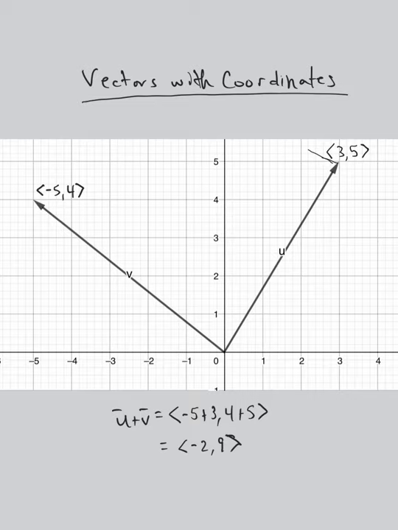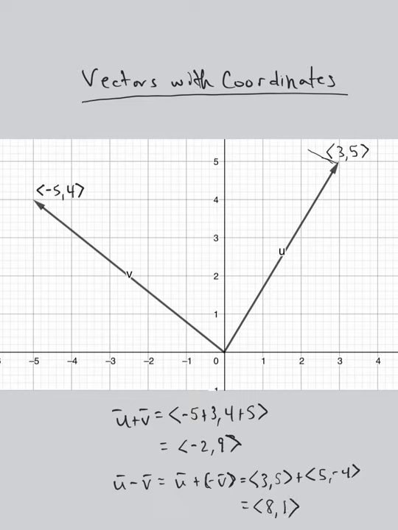All right, and just to show you, to do the difference vector, just remember that that really means u plus negative v. And what we'll see in a minute is that to do negative v, I just multiply each one of the coordinates by negative 1 on v. So I have u is <3, 5>, and then negative v would be <5, -4>. I'd multiply each of the coordinates by negative 1. So if I add those x coordinates together, I get 8. And if I add those y coordinates together, I get 1.